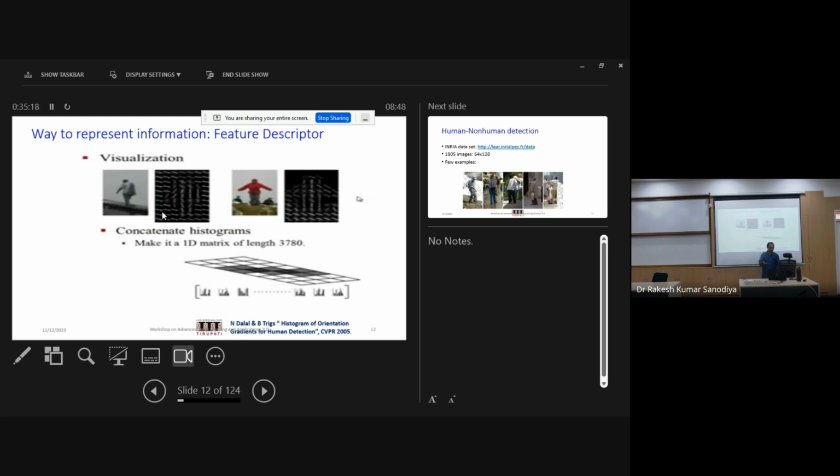So essentially what histogram of orientation gradients does is, it takes some region. In that region it finds the edges first and the angle of edges. See, the angle of edges gives us shape information.